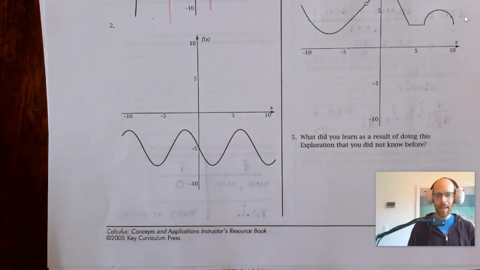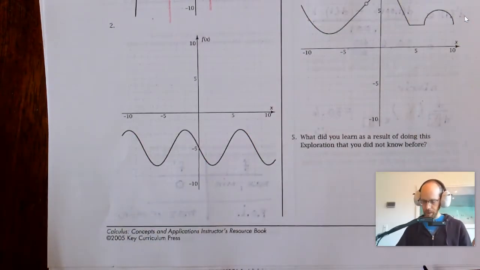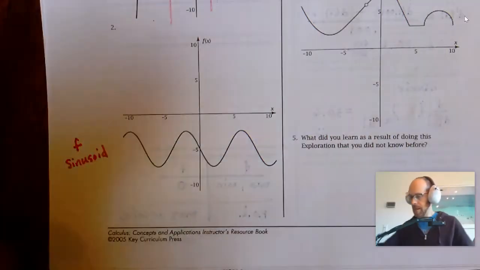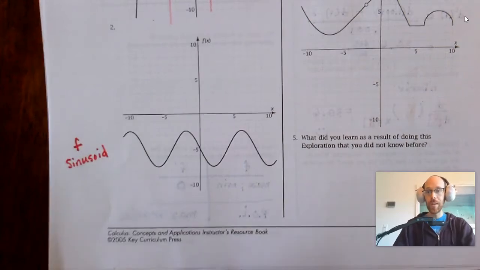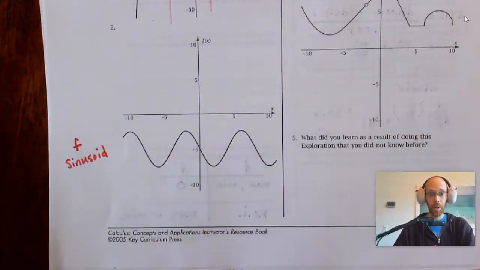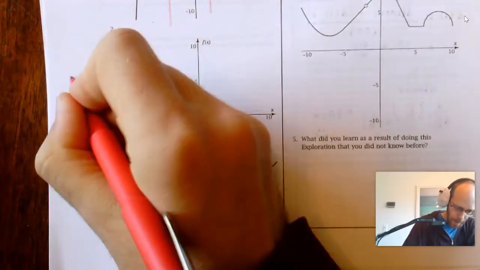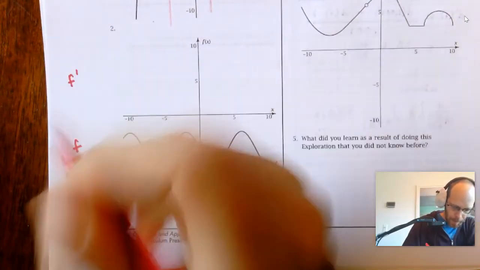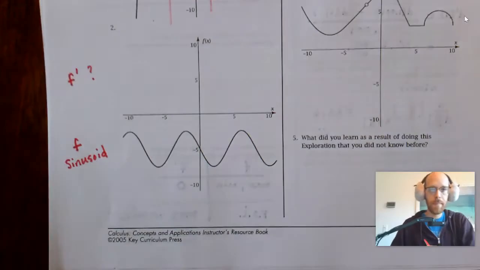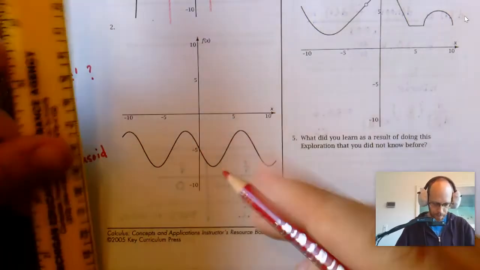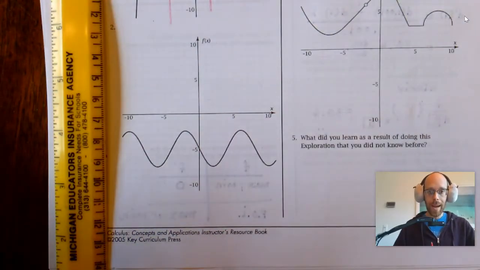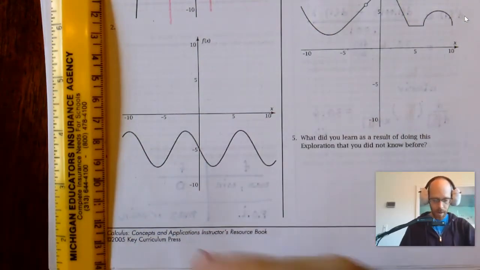Next one, what kind of graph are we looking at here? That's right, f is a sinusoid. Sinusoid is the name for anything that is either a sine or a cosine function. What would you predict f prime is going to look like? All right, here we go. So step number 1, identify where the slopes are 0.